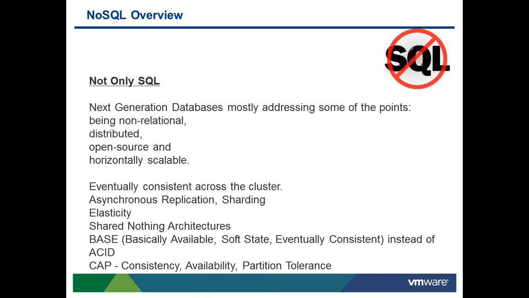Asynchronous replication helps to replicate the data across multiple servers without user or client intervention. And sharding helps us distribute the data into multiple nodes in a cluster. Then elasticity: scaling up and scaling down is pretty easy with NoSQL data stores. They have a shared nothing architecture, so we don't have to invest in expensive shared storage. And the two principles, BASE and CAP, I will be talking about in the next slide.